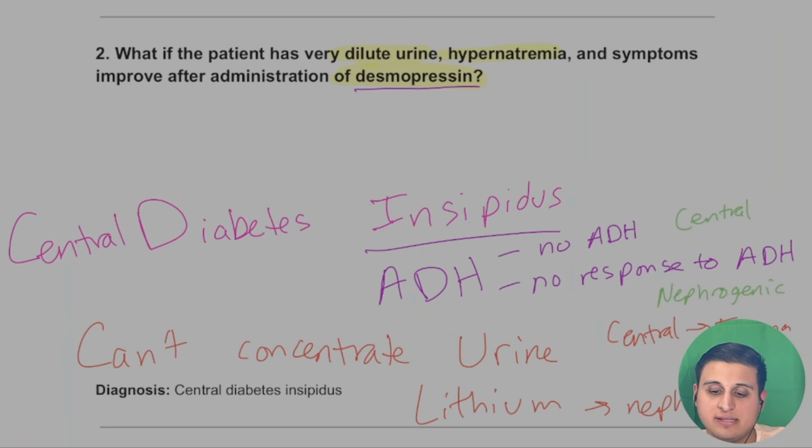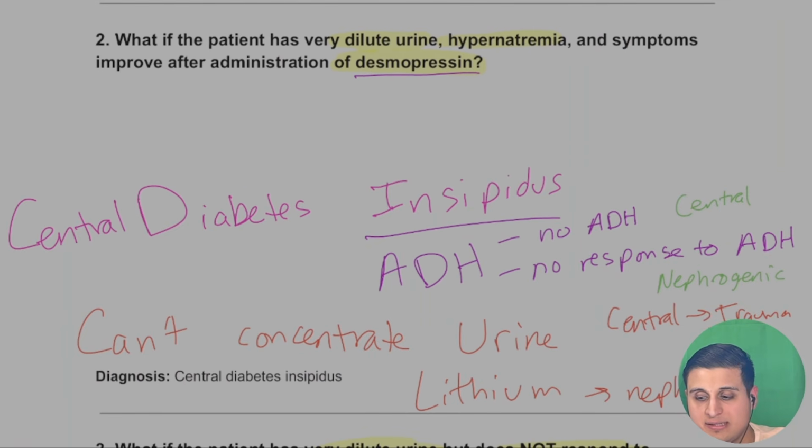In this case, the diabetes insipidus we're thinking of here, central diabetes insipidus, means that we're not producing ADH. So desmopressin, which is basically ADH in drug form, will help with dilution. Sorry, not dilution of our urine. It'll help with the fact that we have dilution of our urine. So it'll help concentrate the urine.